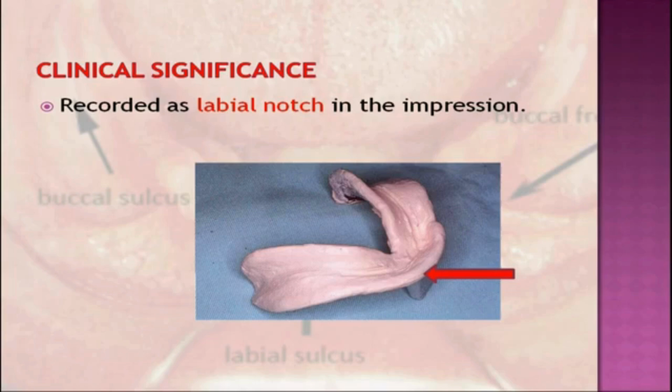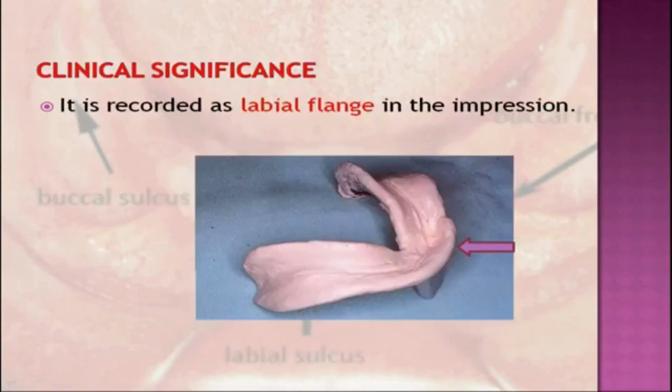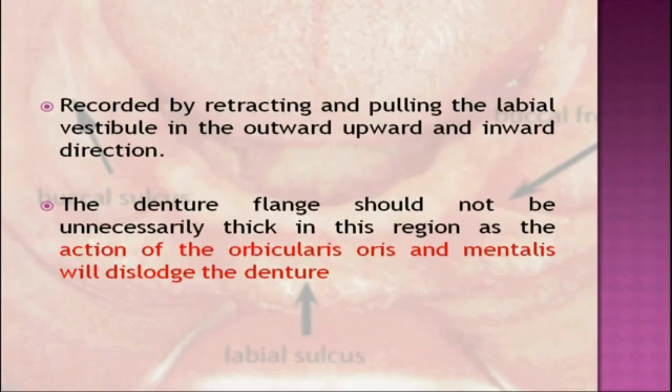Labial vestibule. The labial vestibule runs from the labial frenum to the buccal frenum. The length and thickness of the labial flange vary with the amount of tissue that has been lost. The labial vestibule in the mandibular region is shallower than in the maxillary arch. It is recorded as a labial flange in the impression.